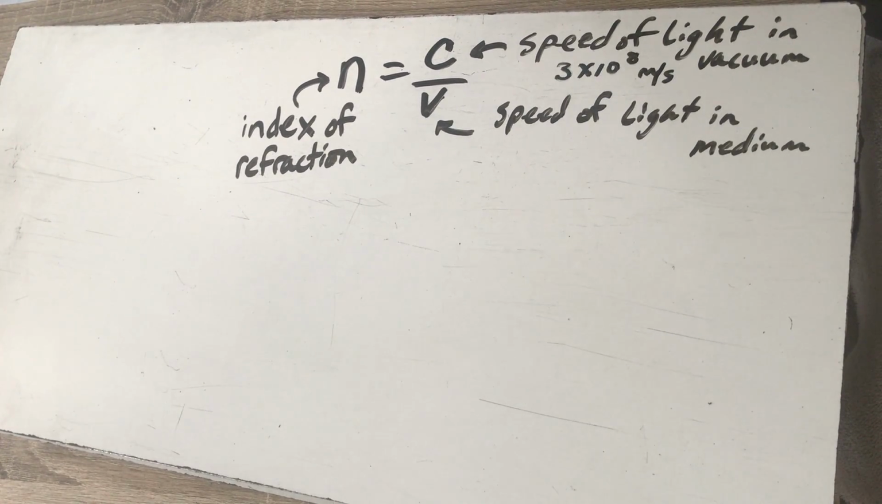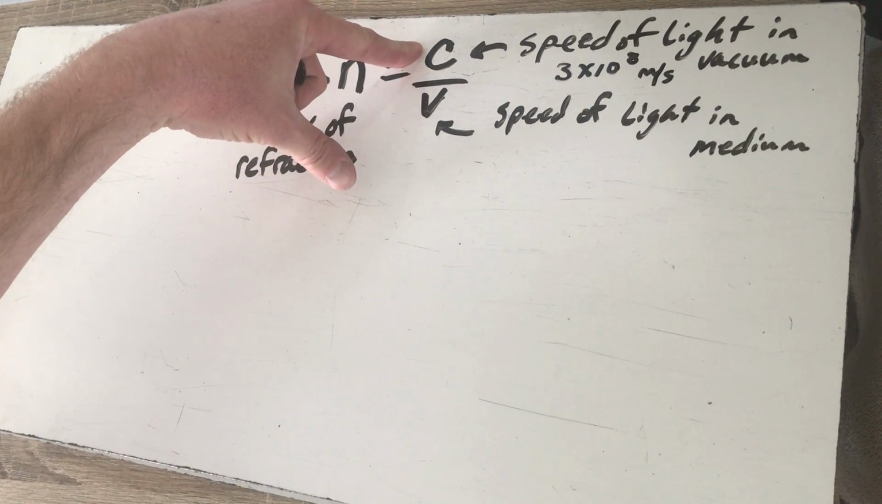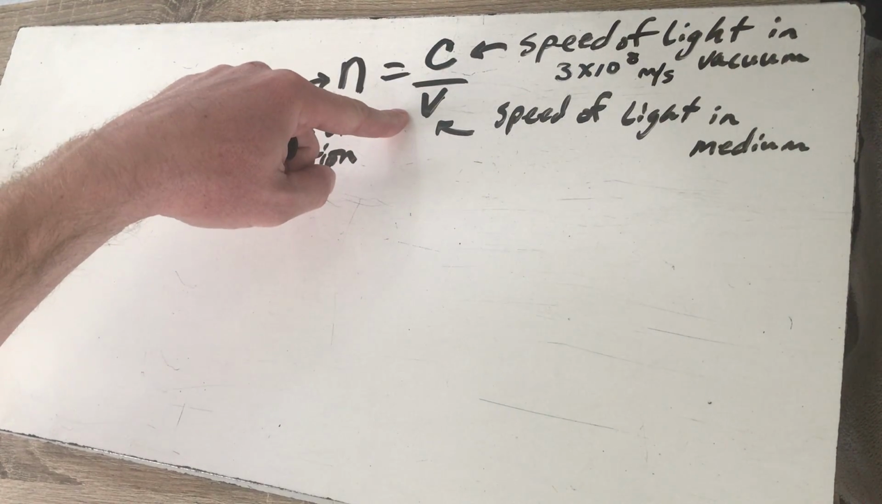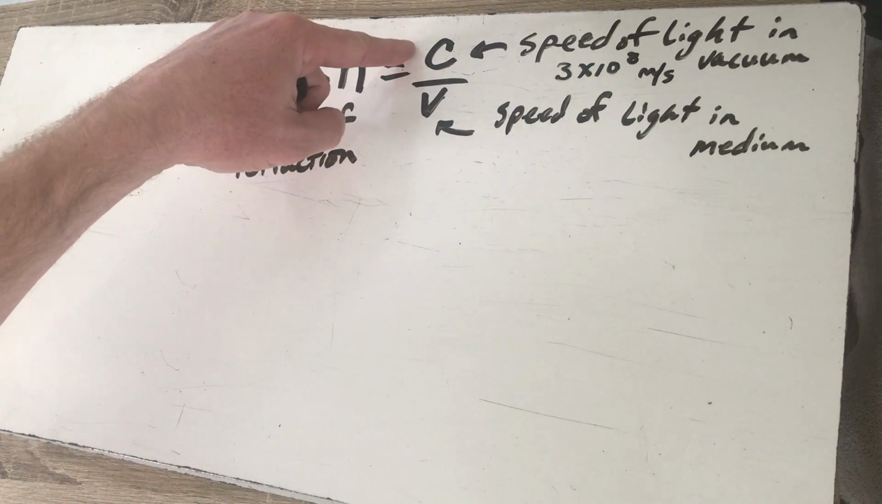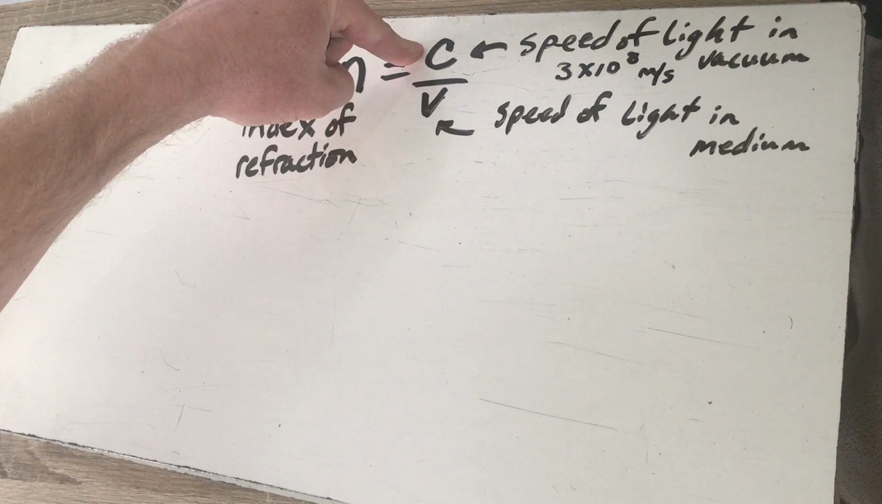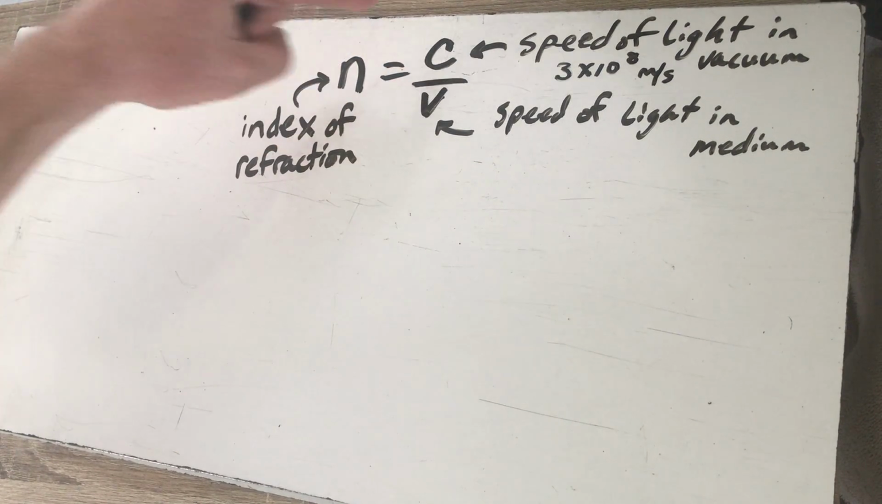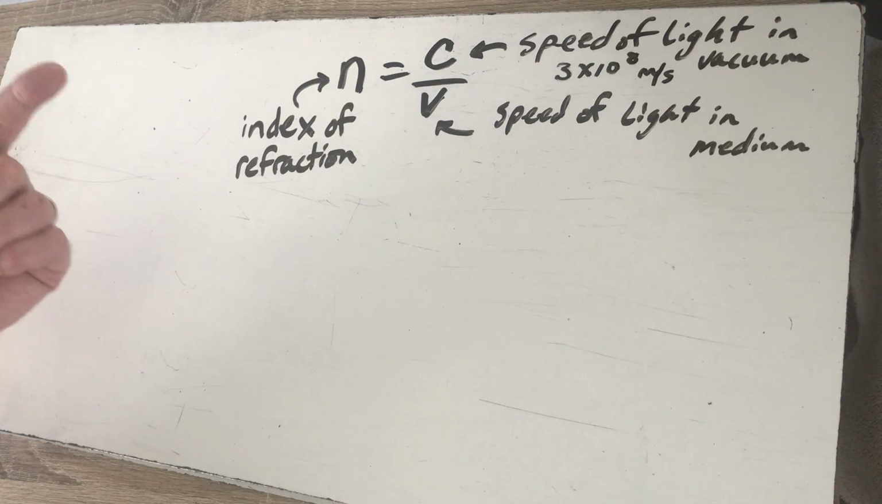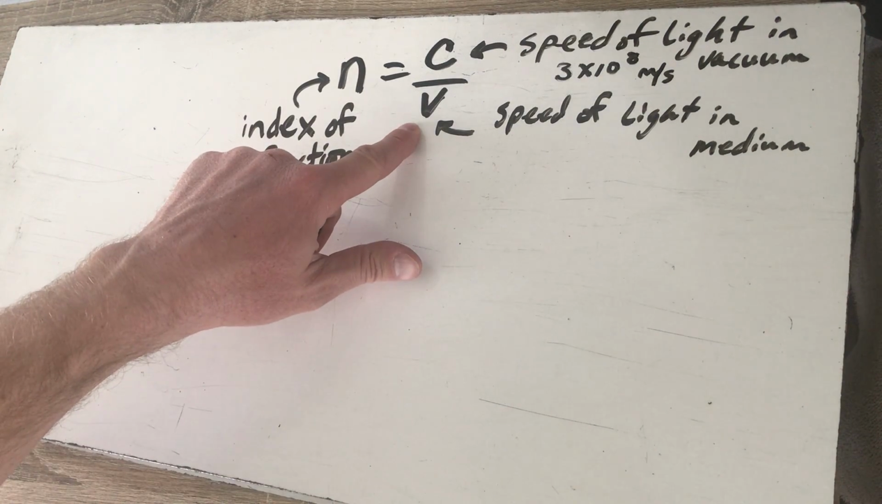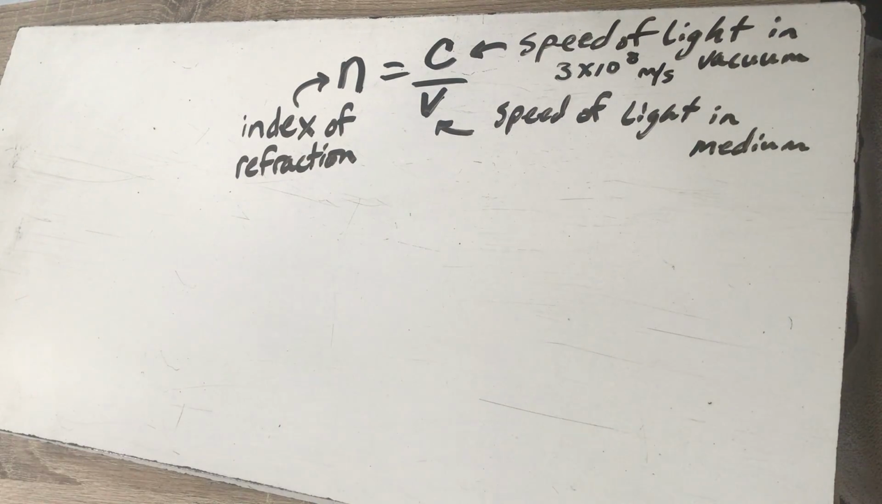Now this down here is the speed of light in some sort of medium, whether it's glass, water, plastic, whatever. And notice that the speed of light in a vacuum is always going to be bigger than the speed of light through some other substance, so it's always going to be faster on top than on the bottom. Then this number is always going to have a bigger numerator, which means it's always 1 point something. So you'll never get an index of refraction that's smaller than 1. That would suggest that you have some substance where light can move faster than it can in a vacuum, and that is not something that matches our reality.